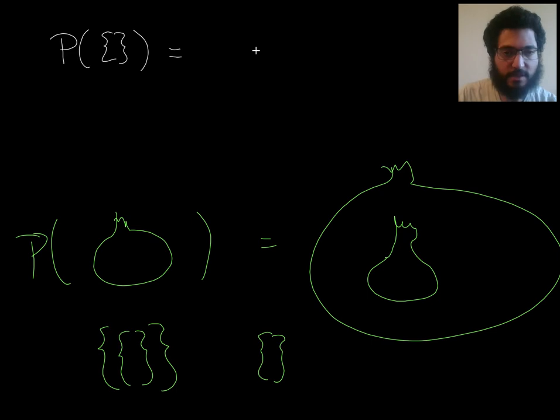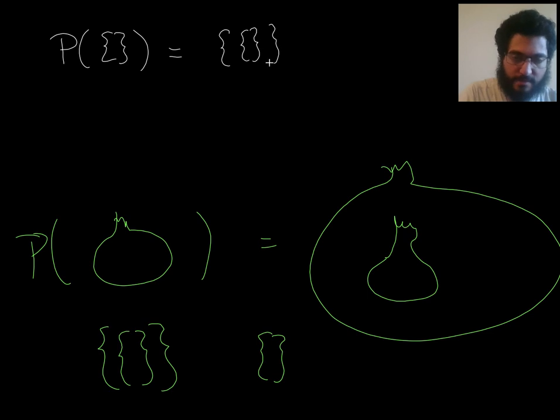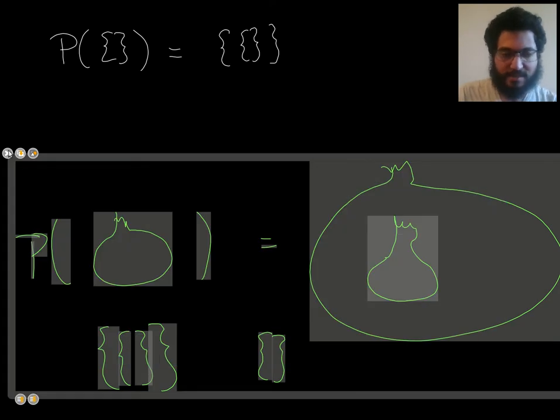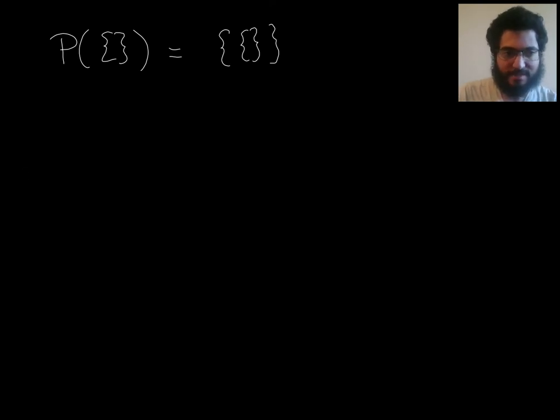Alright, so we have ourselves a pretty good conjecture, which is that the power set of the empty set is the singleton empty set. So it's not an empty set. It's a set that has one element, and that element is the empty set. Let's prove this. So nothing here is a proof. This is all just conjecture.